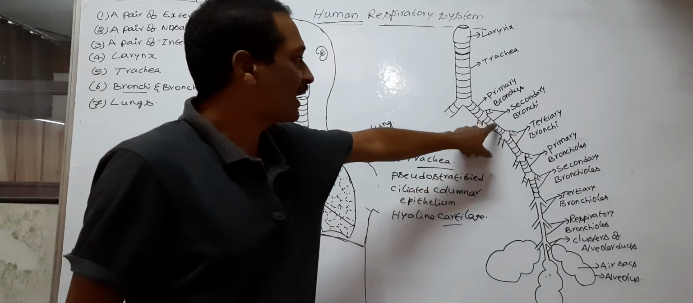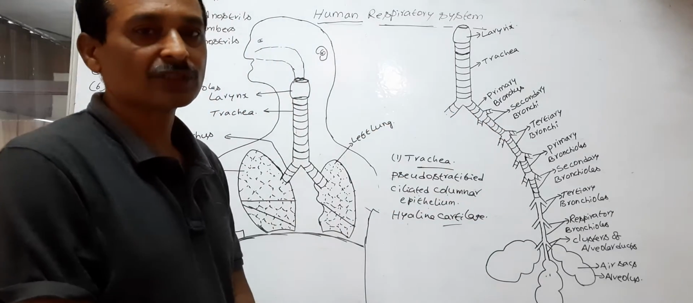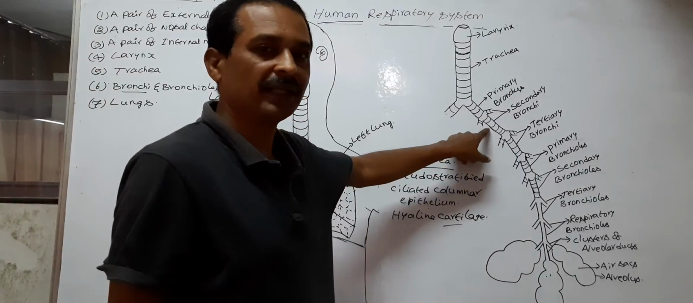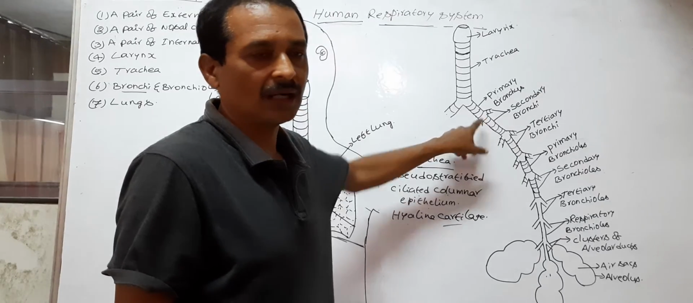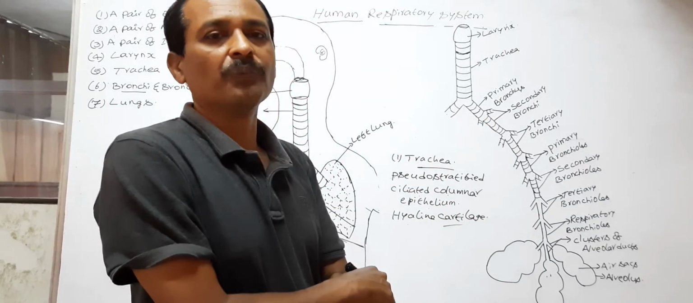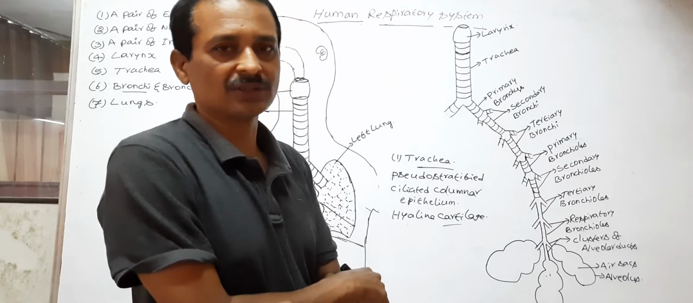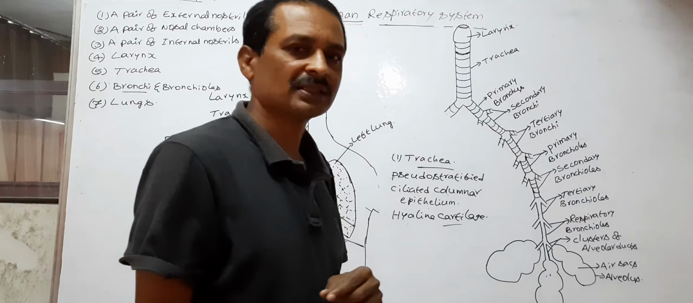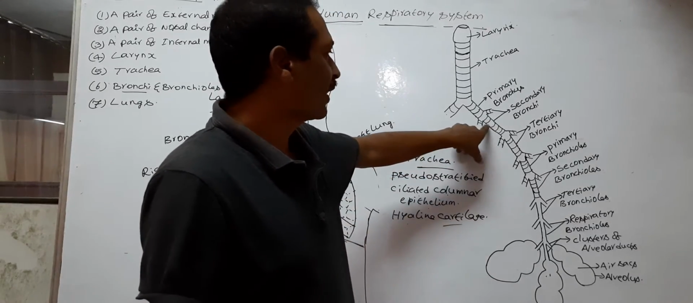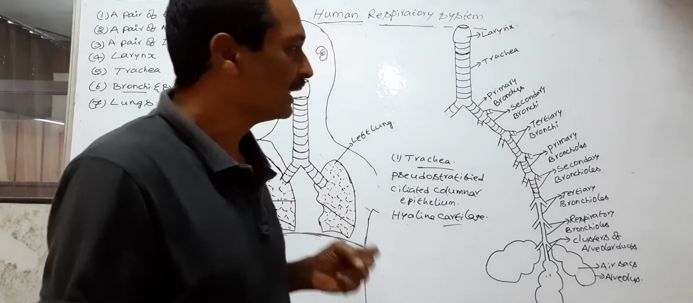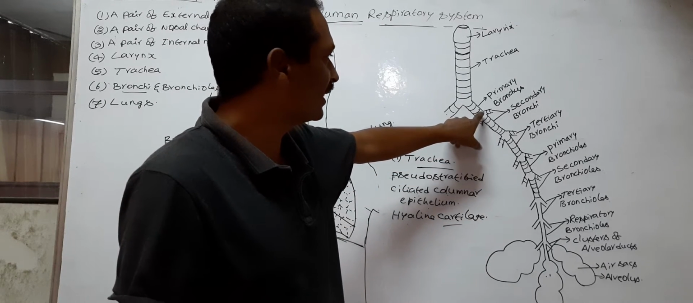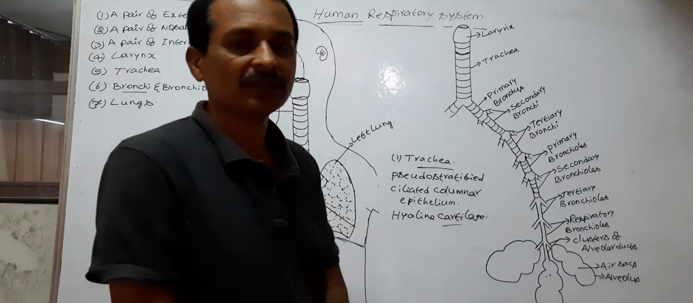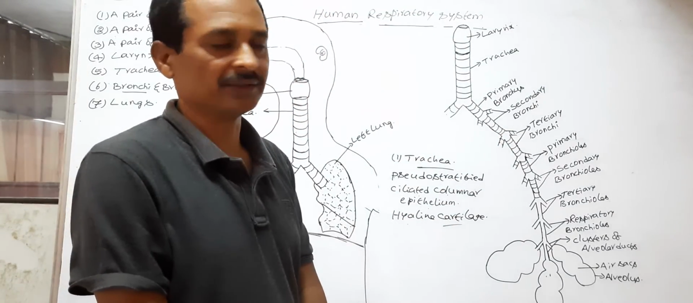The primary, secondary, and tertiary bronchi also possess many goblet cells. Goblet cells are the mucus secreting cells. So the goblet cell secretes mucus. Mucus is a gelatinous substance. So the mucus holds the dust particles which enter into the primary, secondary or tertiary bronchi through air.